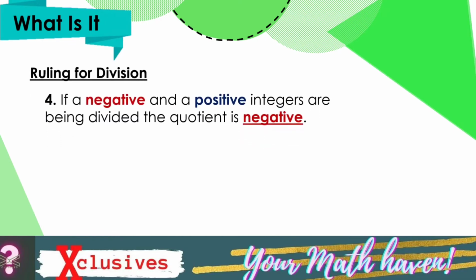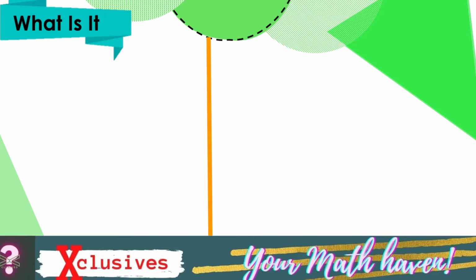Rule number 4 for division. If a negative and a positive integer are being divided, the quotient is negative. For example, negative 36 divided by positive 12, the answer is negative 3. What a piece of cake topic. I know you found it very easy, but I have a question. Does division have similarity to multiplication? Yes, it does. Product and quotient have the same rules of sign.